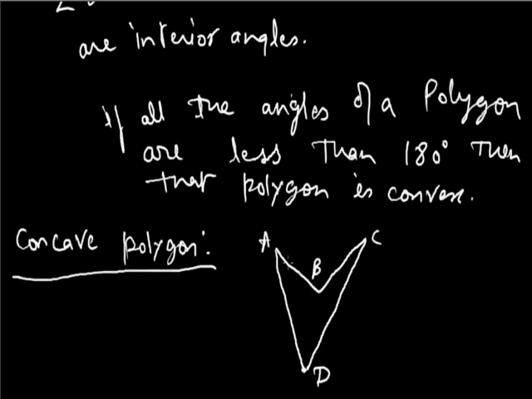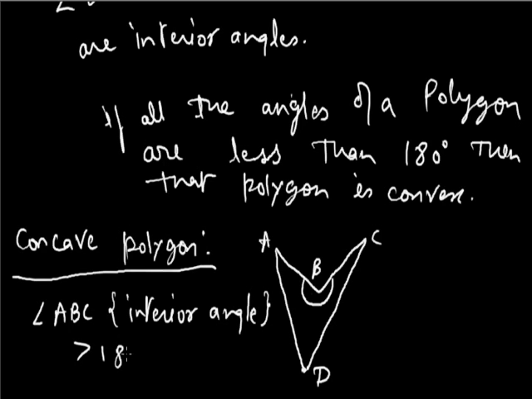Now you can see that in this figure, the interior angle ABC is greater than 180 degrees. Angle ABC is greater than 180 degrees. That's why this is a concave polygon or a concave quadrilateral. So any polygon in which even one angle is greater than 180 degrees is called a concave polygon.